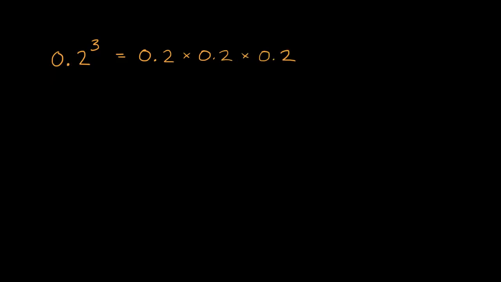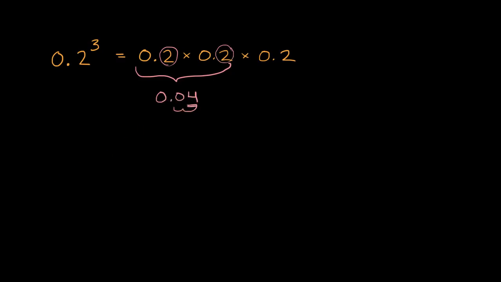Well, what is this going to be equal to? If I take 0.2 times 0.2, that is going to be 0.04. One way to think about it: 2 times 2 is 4. And then I have one digit to the right of the decimal here, and another digit to the right of the decimal right over here. So my product is going to have 2 digits to the right of the decimal. So it would be 0.04.